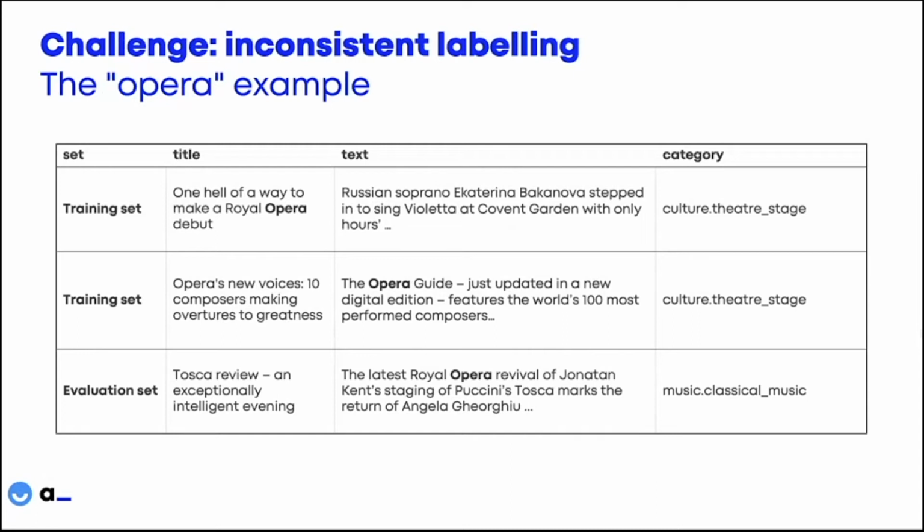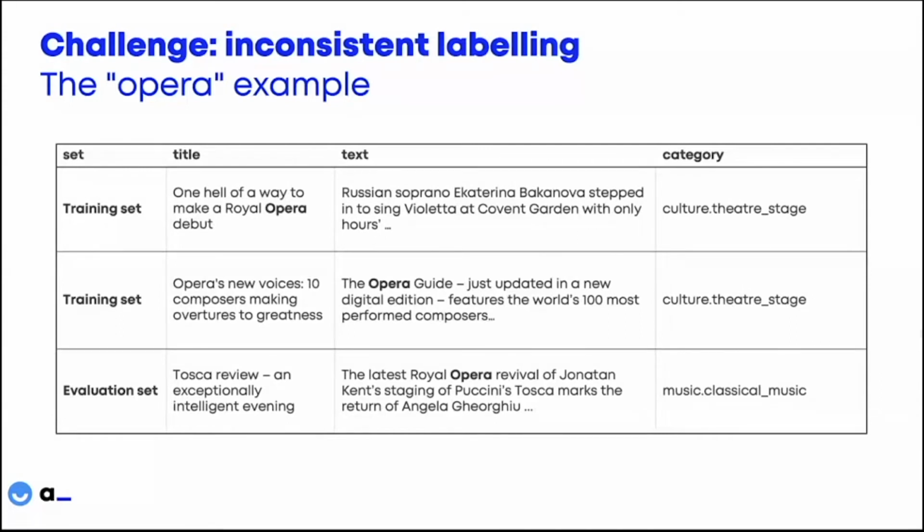And during our first experiments and working on our baseline model, we identified another challenge that was a bit more concerning than the first ones I mentioned, namely the inconsistency in the labeling. In this table, you can see 3 articles about the opera, that is the form of theater. The first 2 are coming from the training set, and the bottom one is coming from the evaluation set. And as you can see in the last column, they were labeled with different labels.